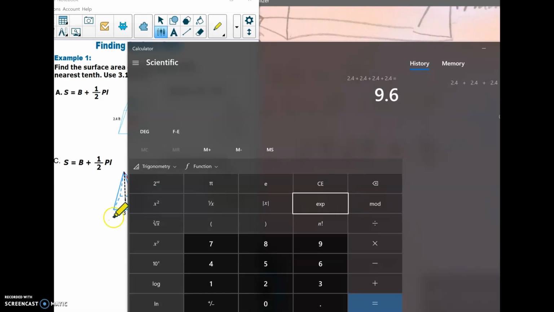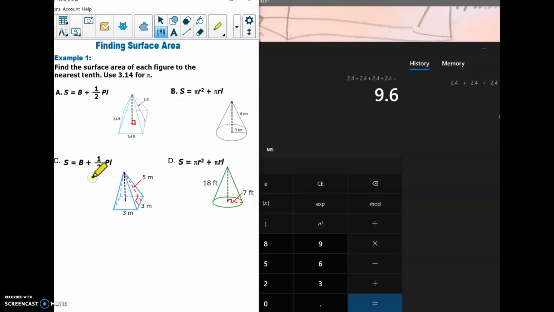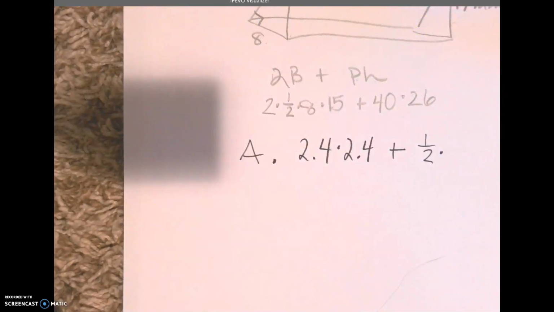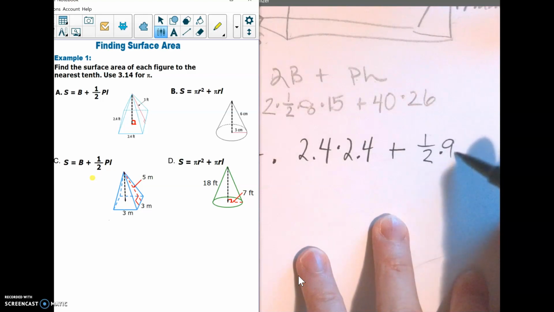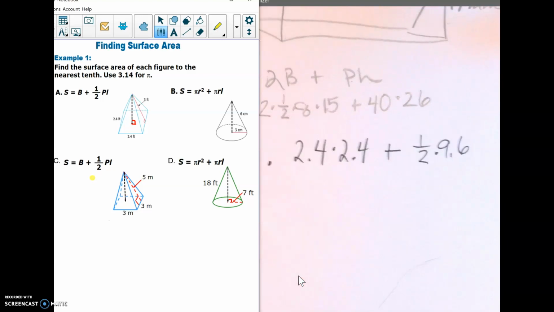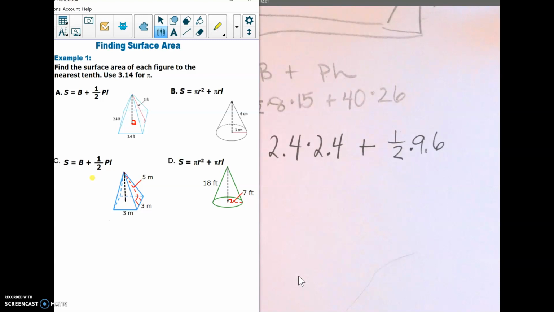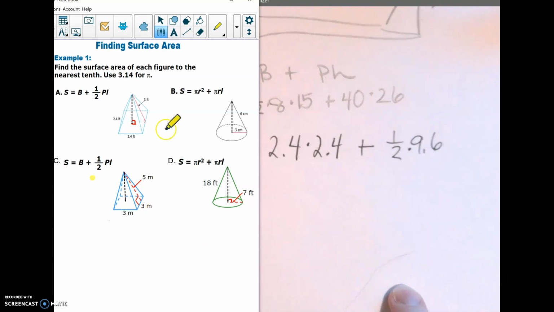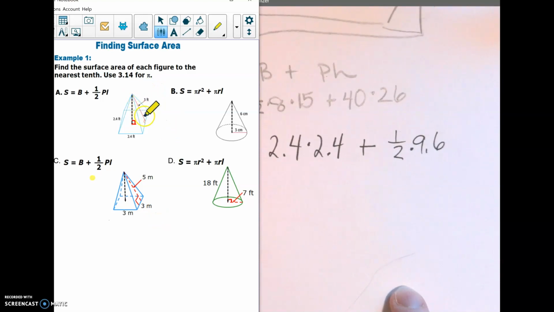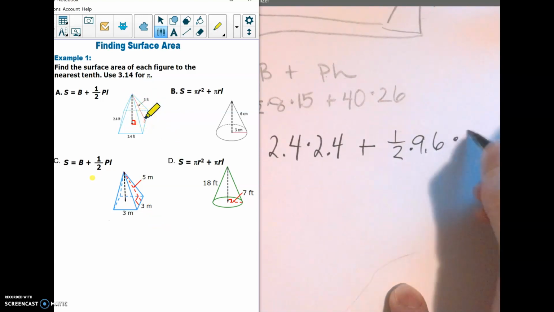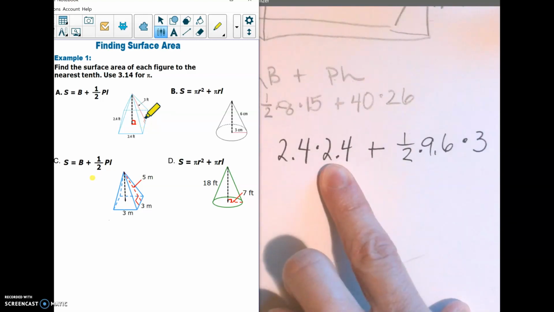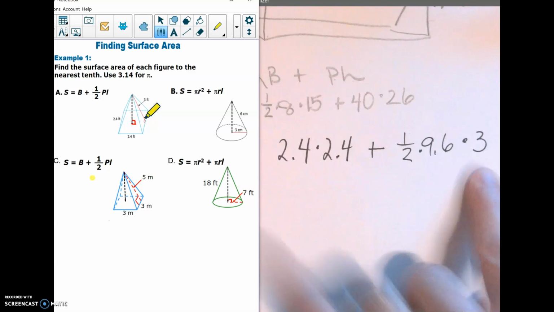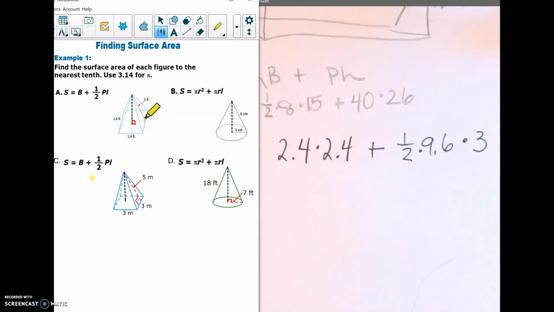Okay, so that'd be 9.6 for the perimeter. And then times the L. That cursive L is the slant height. So that would be this 3 right here. Okay, so we multiply that together, and then the last step is add.